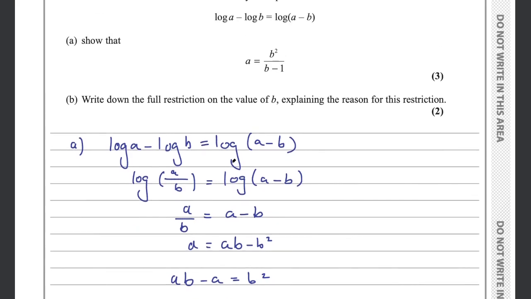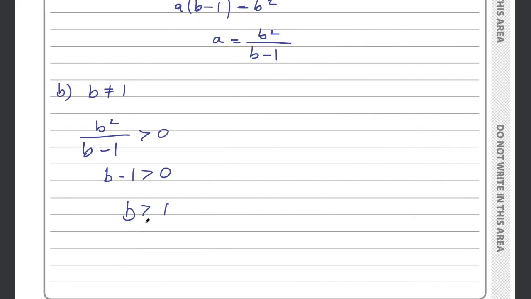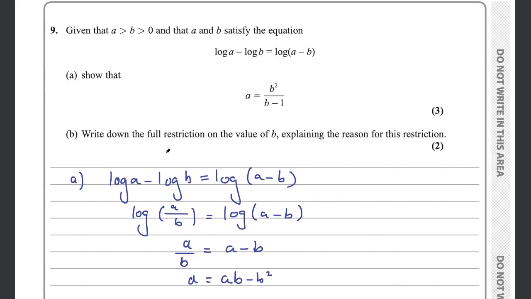So to answer the question, write down the full restriction on the value of b. Well, that would be b greater than 1. So that's kind of contained within that, b does not equal 1. It's greater than 1. Okay, that was question 9 for 5 marks.